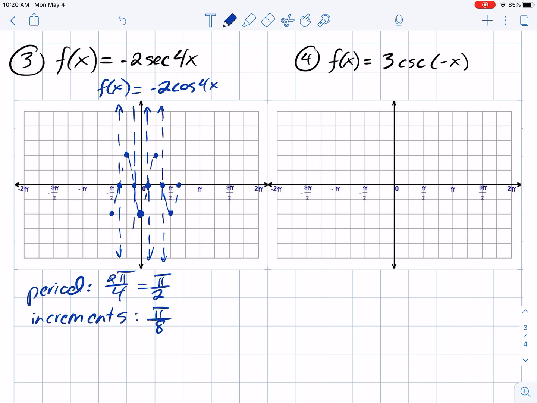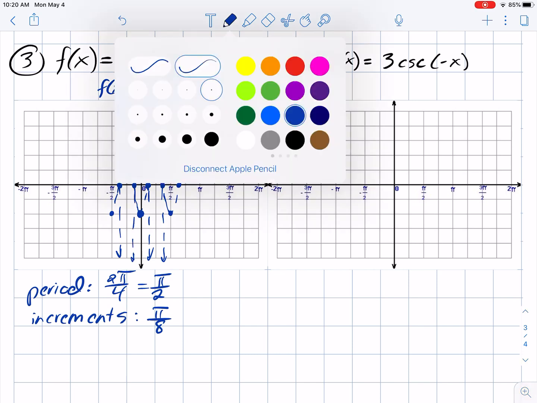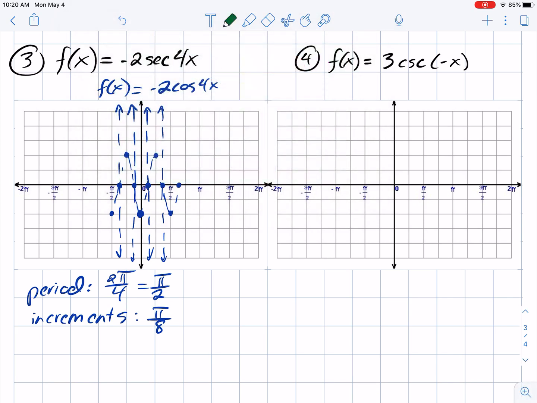Now this function is tough because it's super squeezed together. Let's do it in a different color here. Here are your parabolas. Really narrow, because of that 4, it was horizontally compressed. Okay, and we have something that looks like this.